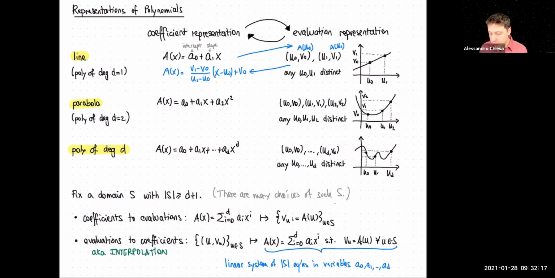And evaluating a polynomial at one point is an order d operation. The difficulty is that we want to evaluate the polynomial at many points, and so that may be a quadratic operation. That's what we're going to see in the next slide. That's what makes this non-trivial.